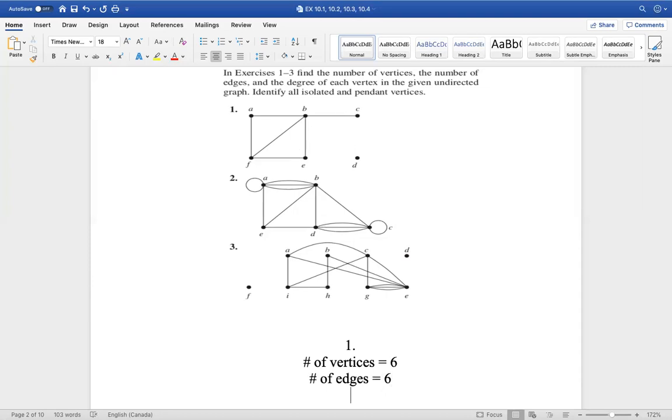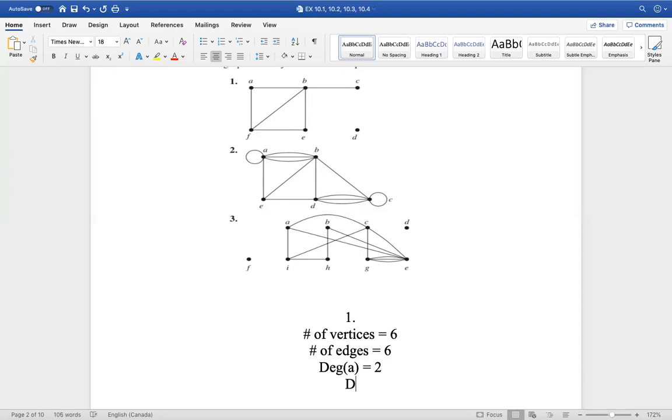So now let's calculate the degree for each vertex. Degree for A: we have 2 edges out of A, so the degree will be 2. For vertex B, we have 4 edges coming out of it, so the degree for vertex B will be 4. For C, we have just 1, so the degree is 1.